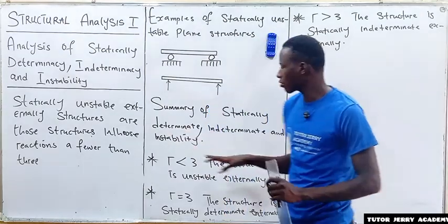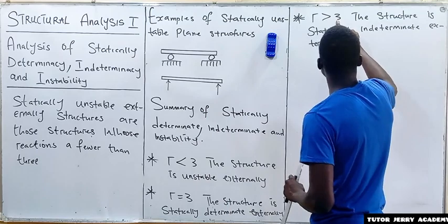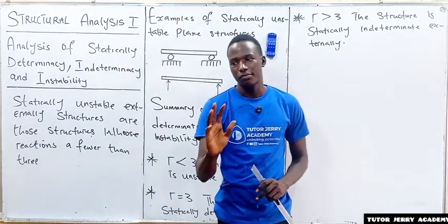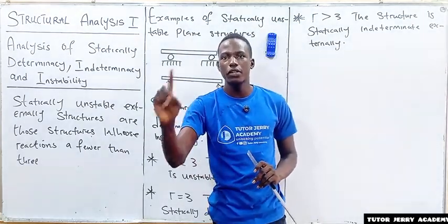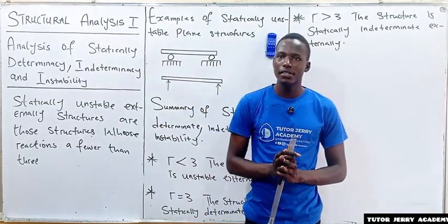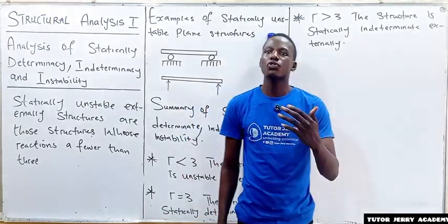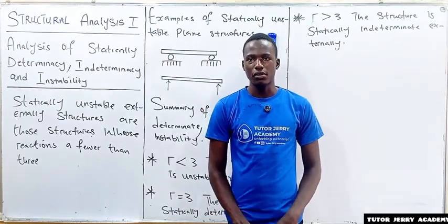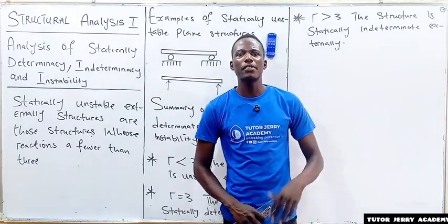However, the remaining 2 conditions, R equals 3 and R greater than 3 that we have here on the board, are necessary, but they are not sufficient. So you take note of that. They are necessary, but not sufficient for static determinacy and indeterminacy, respectively. In other words, a structure may be supported by a sufficient number of reactions, let's say R greater than or equal to 3, but may still be unstable.